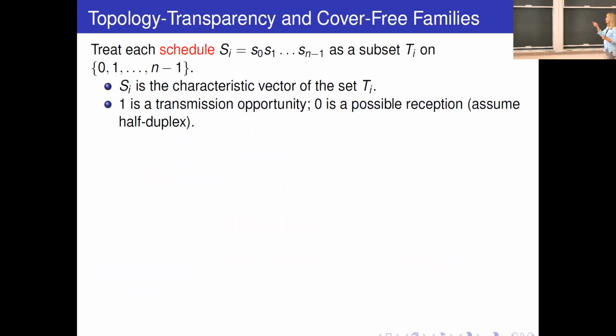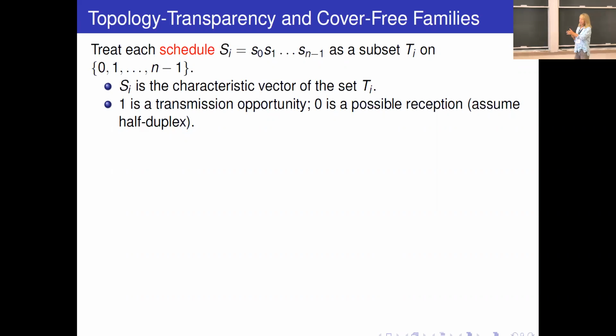So the schedule then, we're just going to represent it as a subset on n, little n. Notice little n need not be the same as the total number of nodes in the network. And we're just really going to represent it as the characteristic vector on the set. And one is going to denote that the node is allowed to transmit in that slot, whereas zero indicates that the node is not allowed to transmit. Instead, it will be listening.